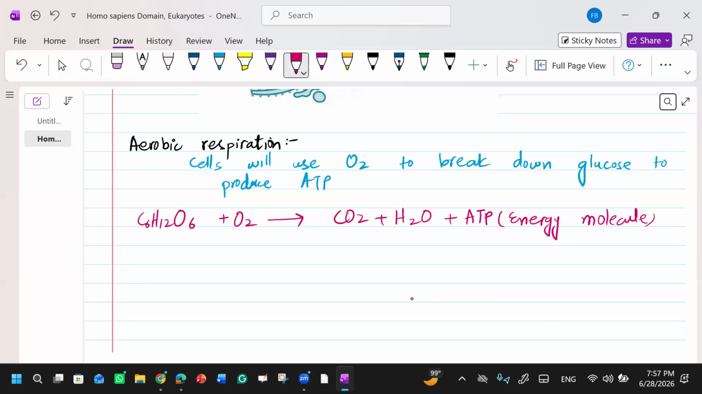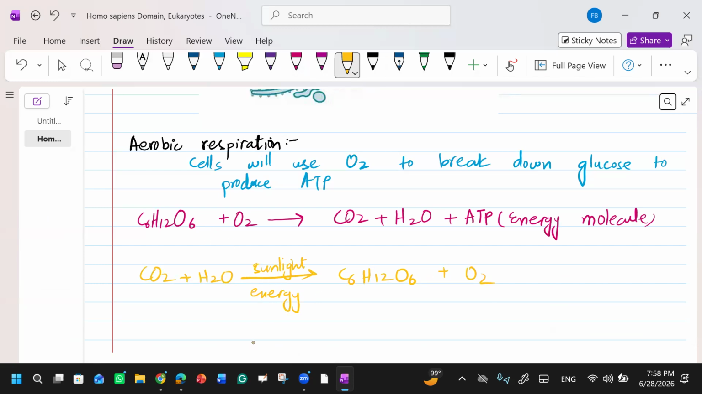What are the products of photosynthesis? Glucose and oxygen. Let me write it. Carbon dioxide plus water plus sunlight energy. What you will gain? C6H12O6 plus oxygen.